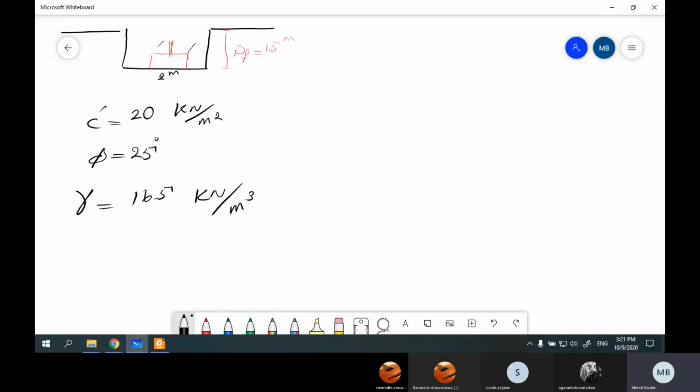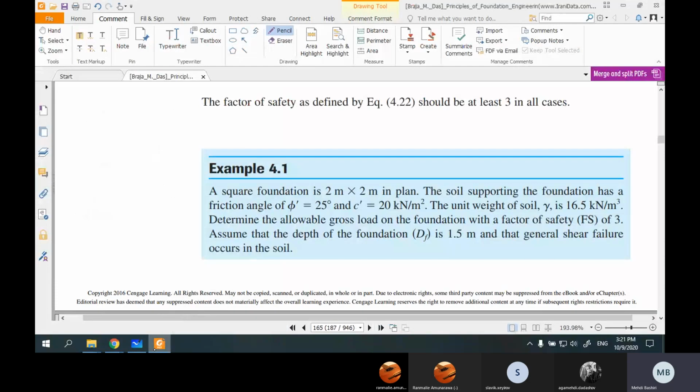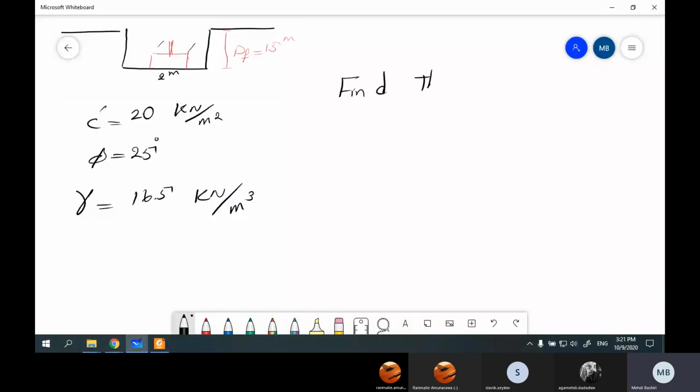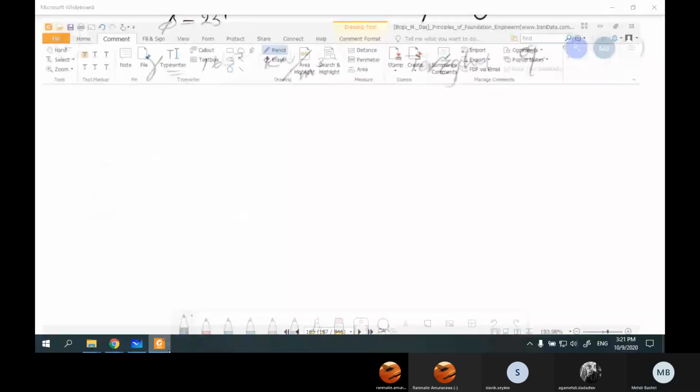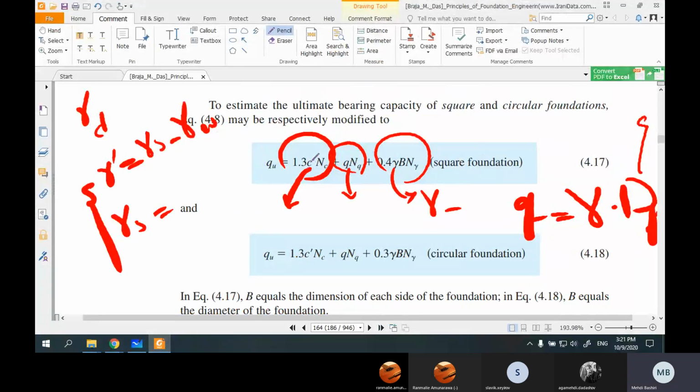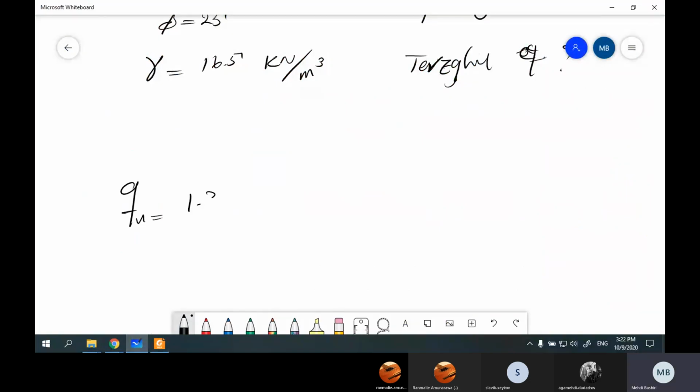Okay, now let's see the equation. What was that? Square foundation. So if I ask you, for example, find the total capacity based on terms of the equation. What was the equation for terms of it? For a square foundation, 1.3 C prime NC, plus q Nq, plus 0.4 gamma B N gamma. Okay, so qu is 1.3 C prime NC plus q Nq plus 0.4 B gamma N gamma.